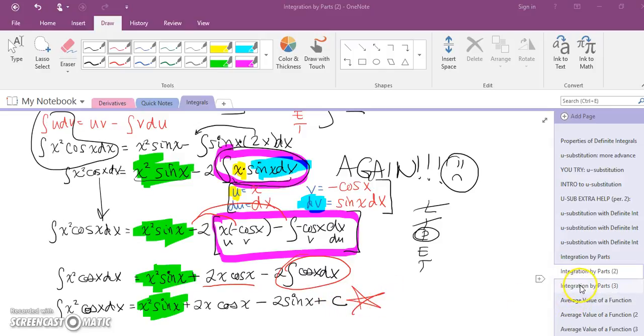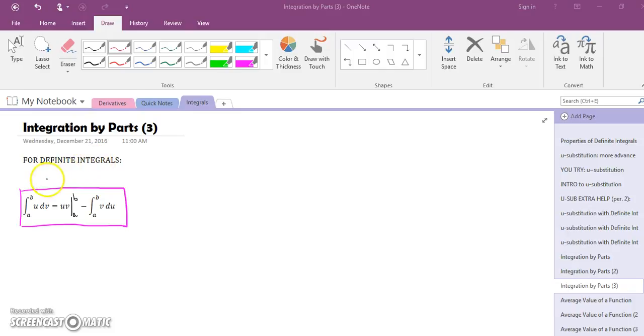Last thing I want you to write down real quick is this. We're going to practice this in class. If I have a definite integral, the formula is the exact same. It's just we have our limits of integration, and we'll practice that. All right, so I'll see you in class.